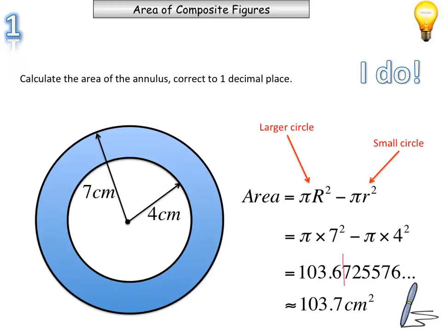So that is a 7, which moves that number 6 up by 1. So we got 101.7 square centimeters.